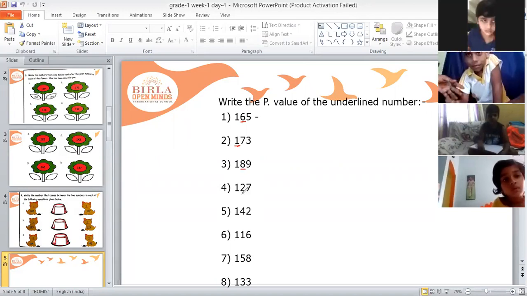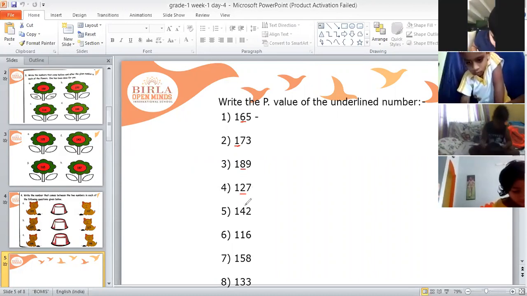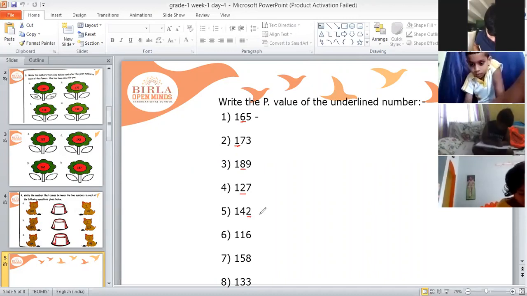Then in fourth bit, underline number 2. In fifth bit, underline number 2. In fifth bit also, underline number 2. I am doing here, you all can see.